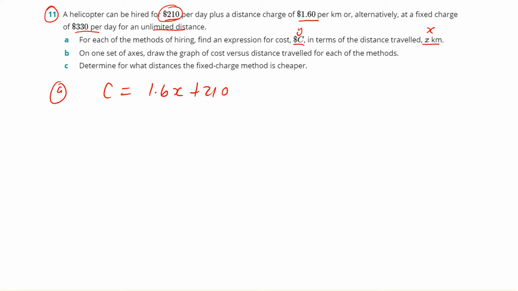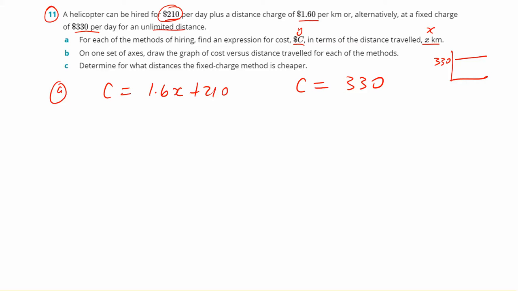For the second equation, it says at a fixed charge of 330 per day, regardless of distance. Okay, so how would I write that? It's like a flat rate. The gradient would actually be zero because I'm not getting charged on a rate per distance. I'm getting charged 330 per day. So your equation is just going to be a flat line. On a set of axes, if you were to draw that, it would literally be a flat line, with gradient zero.